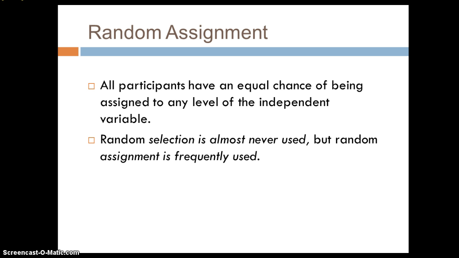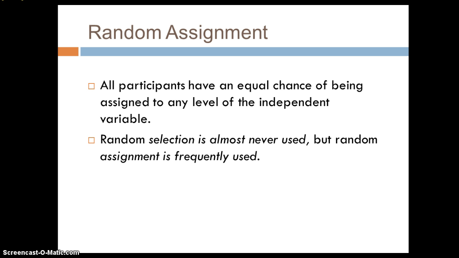So in random assignment, again, all participants have an equal chance of being assigned to any level of the independent variable. And so you might say, okay, well, I have 3 different levels of how much caffeine I'm going to give people, and then I want to measure how long it takes for them to fall asleep at night. So I will randomly assign my sample. They have an equal chance of being assigned to no coffee, 1 cup of coffee, and 3 cups of coffee, for example. And so that's random assignment, what you do with your sample.